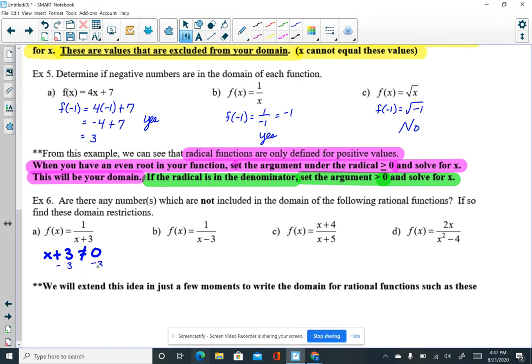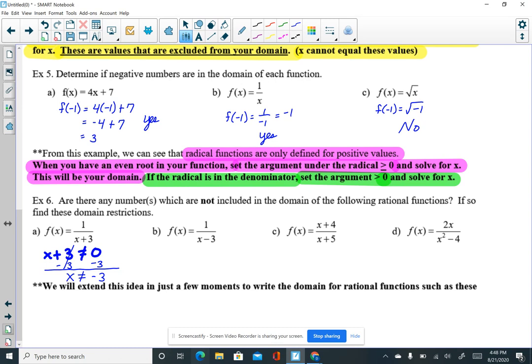I would subtract 3 from both sides. Whatever you do to one side, do to the other. Always do the opposite when you cross the equals mark. So those 3s cancel out, and we say x cannot equal negative 3. We're saying then that our domain is any value but negative 3.